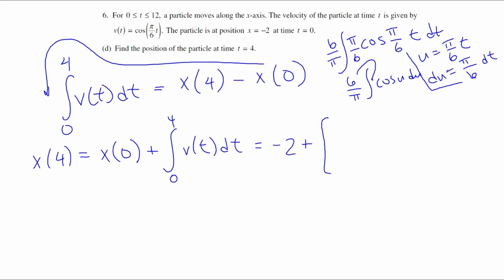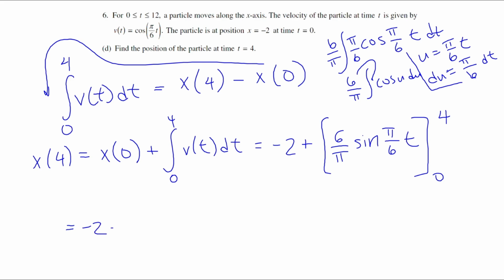And of course the 6 over pi can be inside, so I don't have to worry about any weird stuff going on there. The integral of the cosine is sine, so we end up with 6 over pi sine of u, and u of course was pi over 6 t. So there's our integral, and we just need to evaluate it from 0 to 4.